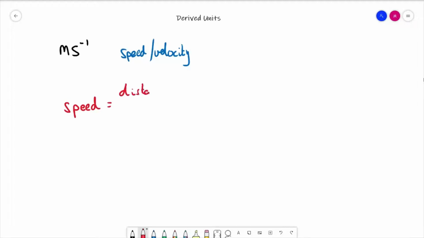Now, possibly the easiest example we can look at is metres per second, which is of course the unit of speed or velocity, depending on whether you want to use the scalar version or the vector version. Now, when we look at the equation for speed or for velocity, let's just do it from a speed point of view. We know the classic equation, which is speed is equal to distance over time.